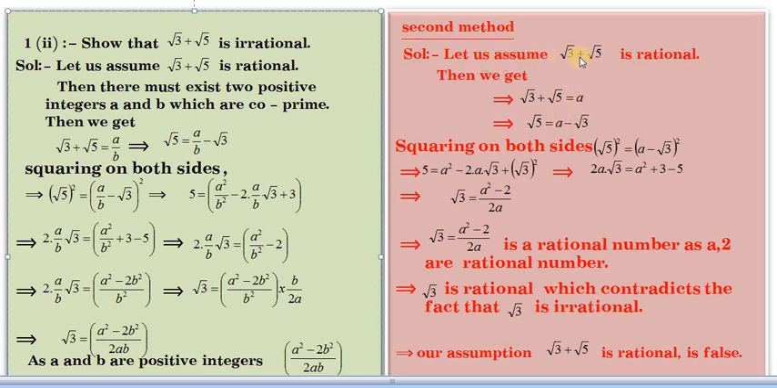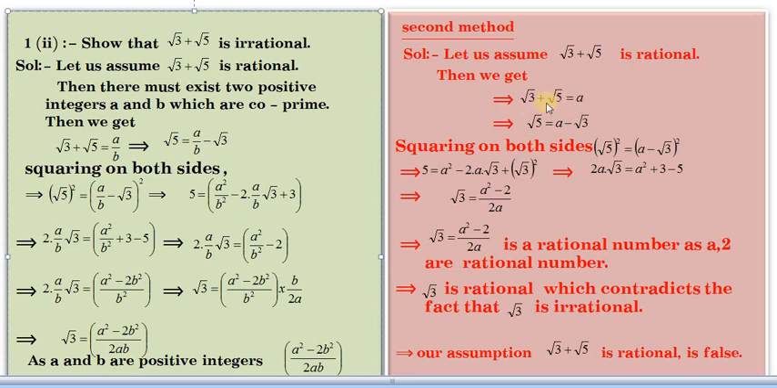Let us assume that root 3 plus root 5 is rational. Then we get root 3 plus root 5 is equal to a. So instead of writing a by b here, we are writing a, because every integer is a rational number, every whole number is a rational number, every natural number is a rational number. So here instead of writing a fraction, we are taking it in integer form. That means root 3 plus root 5 is equal to a.